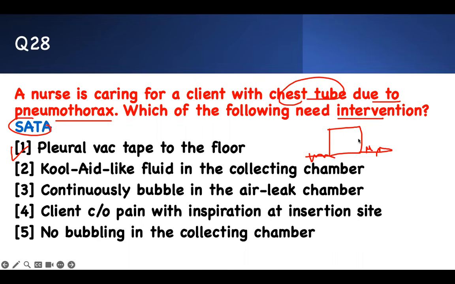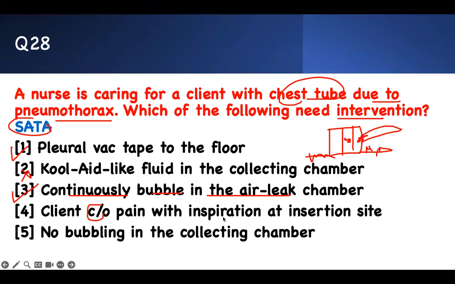Kool-Aid-like fluid in the collection chamber. So this is the collection chamber. Go to the patient and you see some Kool-Aid, that means pink-like. Yeah, it does not need intervention. Continuously bubbling in the air leak chamber. In the air leak chamber, there should not be continuous bubbling. There should be intermittent bubbling, or no bubbling at all. So this, I need intervention.